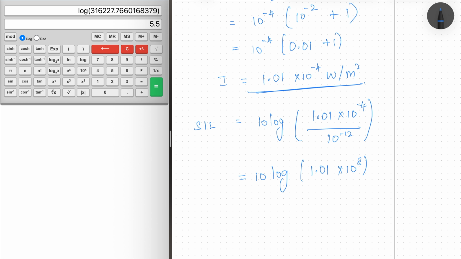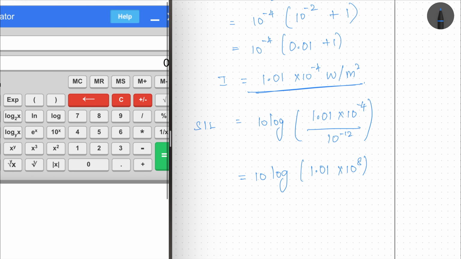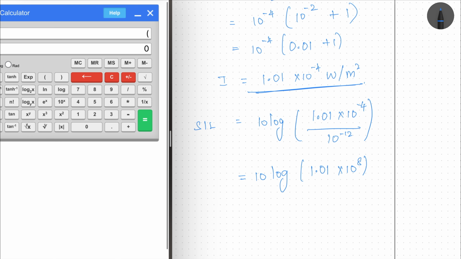And I'm going to calculate it here in the calculator and we'll see. Let's first do it in bracket. So you open your bracket, 1.01, close bracket, multiplied by open bracket 10 to the power, again open your bracket, put 8, and then close bracket again, then give equal to and you'll get the answer. Then put your log and you'll get 8.00 something.